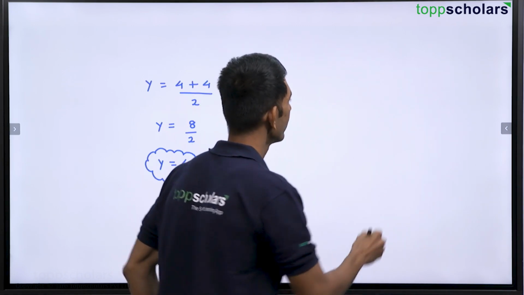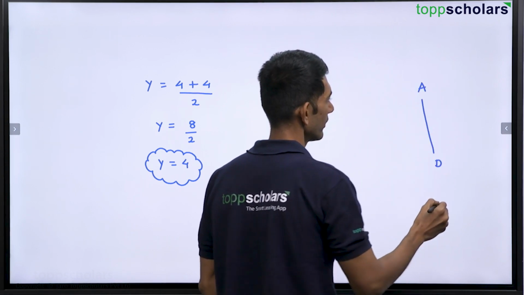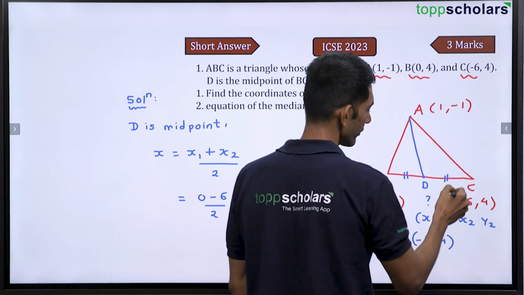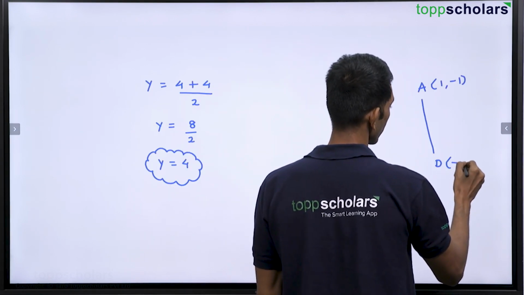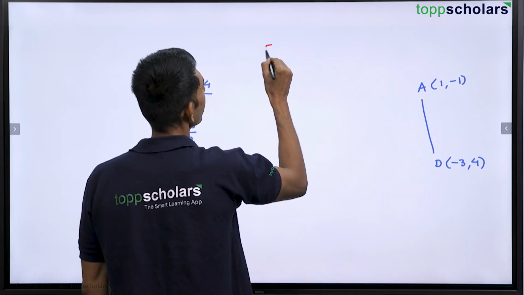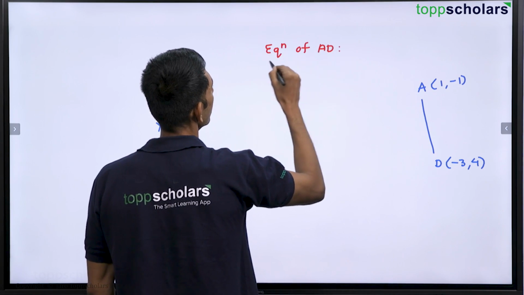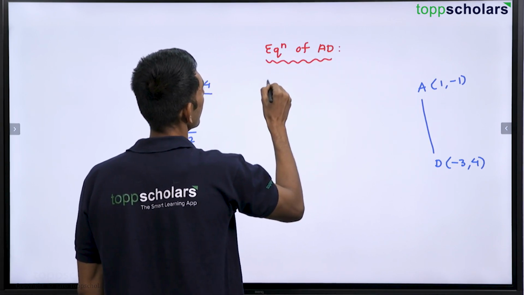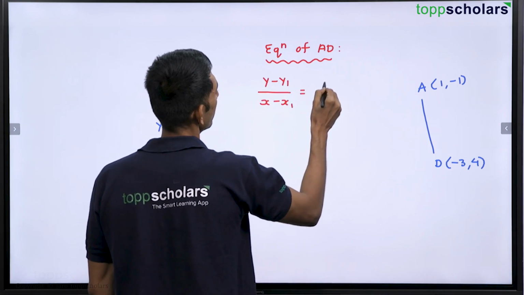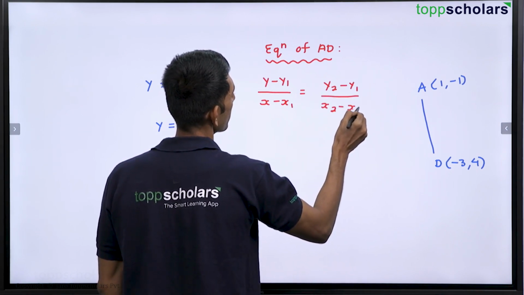Now we need AD. So AD looks like this. Here I have A. Here I have D. So A is 1, minus 1, and D is minus 3 comma 4. Now I need to find out the equation of AD. So can I say equation of AD will be y minus y1 by x minus x1 is equal to y2 minus y1 by x2 minus x1.